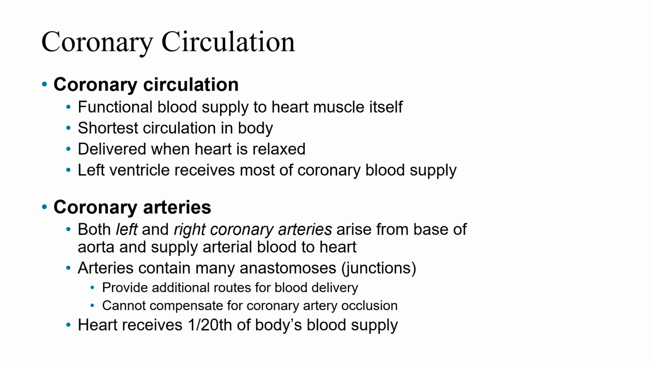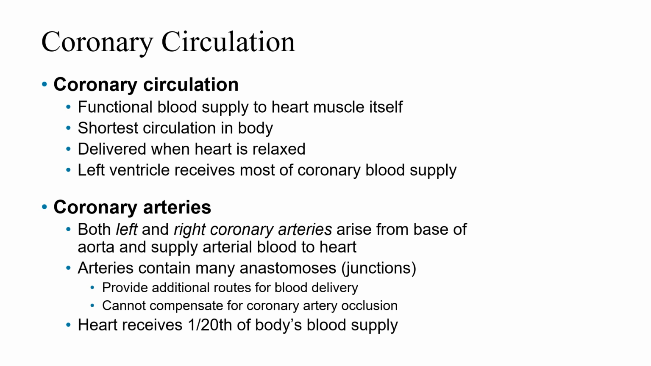And in this case, these arteries contain many junctions. The anatomical term for this is an anastomosis. You see anastomoses in other places as well. It just means a junction, but it just provides additional routes for blood delivery. In this case, if you have some type of blockage, it's not going to be sufficient though. You can't force enough blood through the junctions to actually accommodate a coronary artery occlusion.